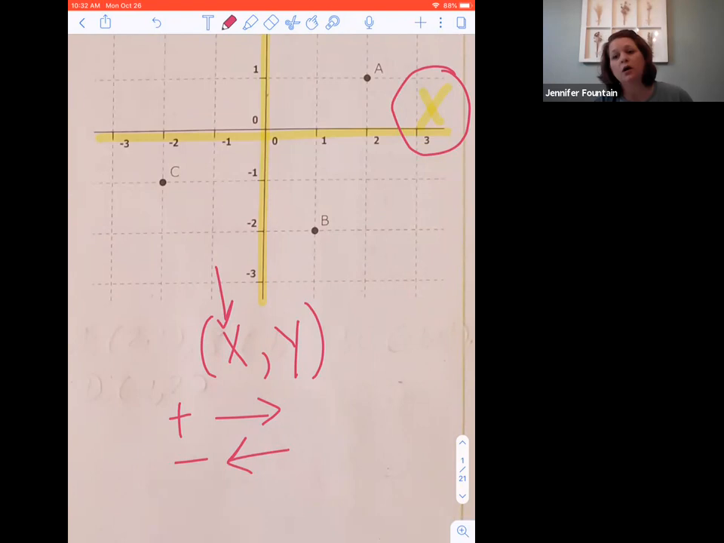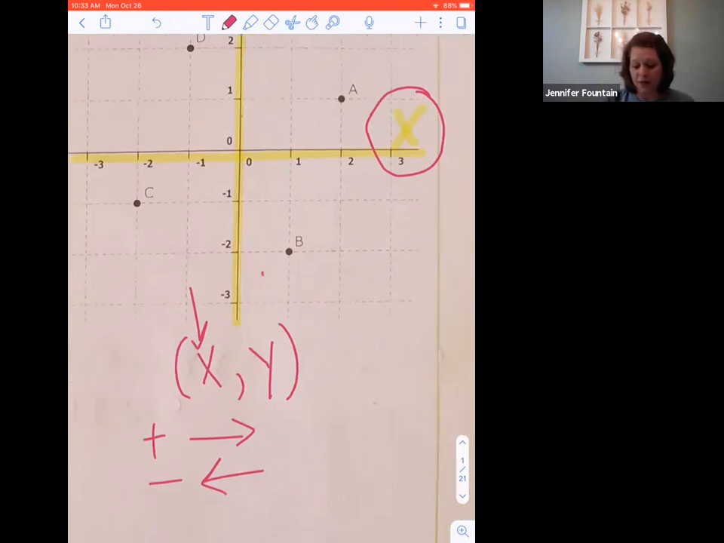To the right of 0 are my positive values, to the left of 0 are my negative values. And then once I have moved to the right or the left, then I'm going to go along my y-axis, which is my vertical, and I'm going to go up and down. So with my y-axis, if I go up, those are positive. If I go down, that is negative.